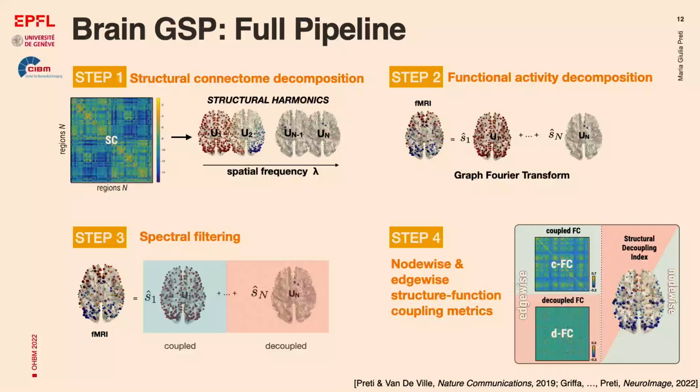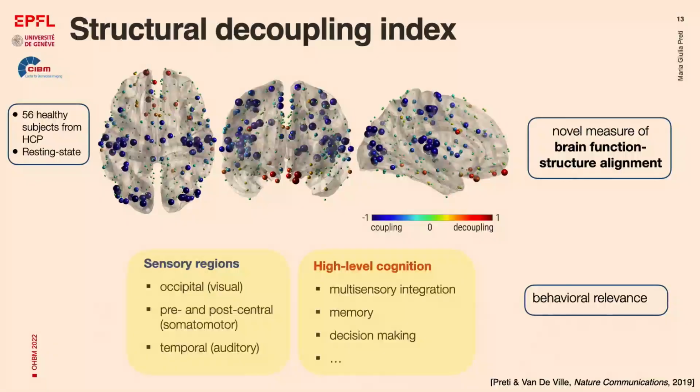Then you project your functional activity at a certain time point into this space spanned by the structural harmonics. You filter them into a coupled and a decoupled portion, and then you quantify structure function coupling at the node level and at the edge level with these metrics that we introduced. But now, how does that look?